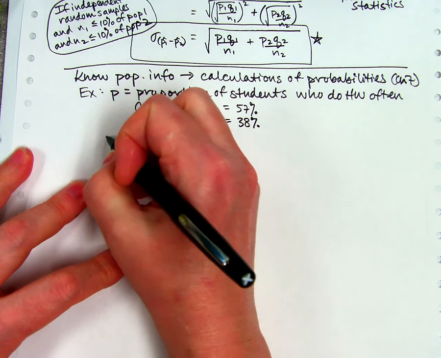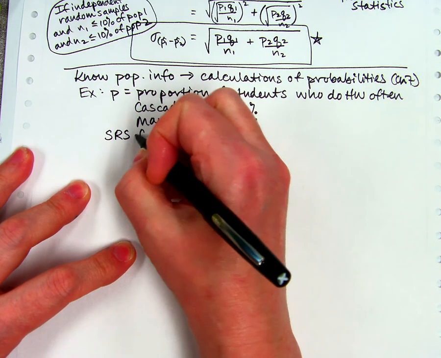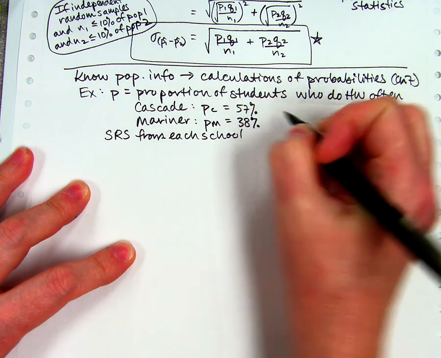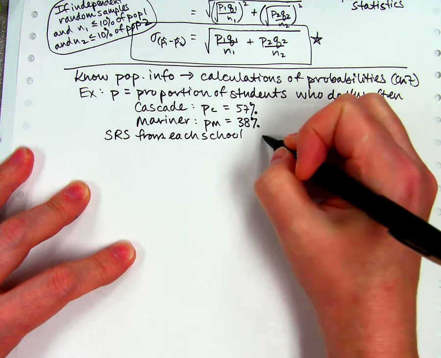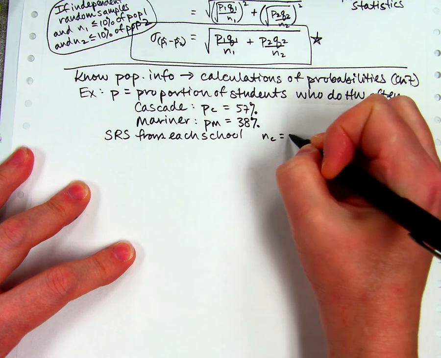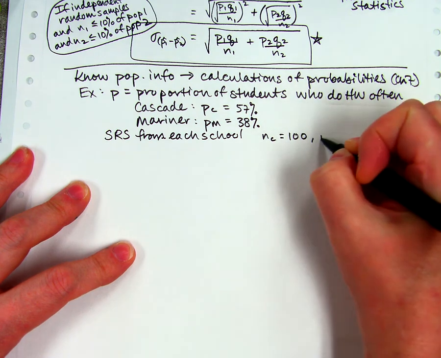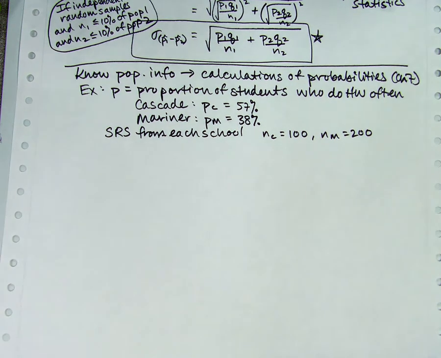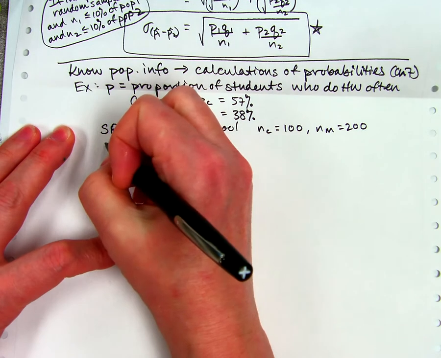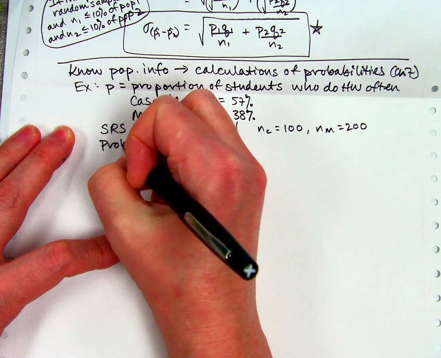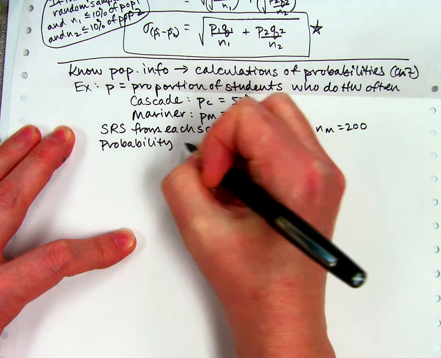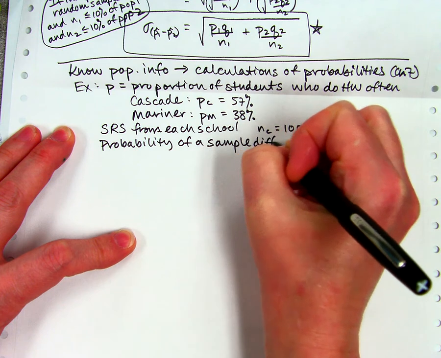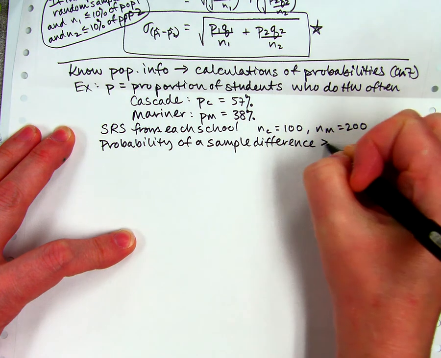Suppose I take a simple random sample from each school. Because I want you to know that they don't have to be the same size, I'm going to make my sample from Cascade be 100, and I take a sample of 200 from Mariner, because they don't have to be the same size. And I'm going to find the probability of a sample difference greater than or equal to 30%.